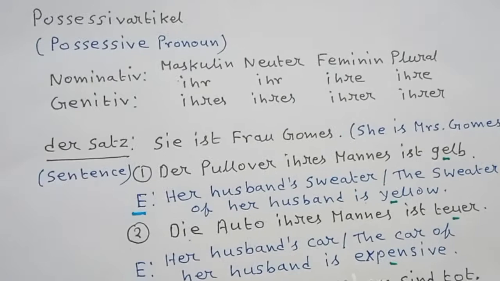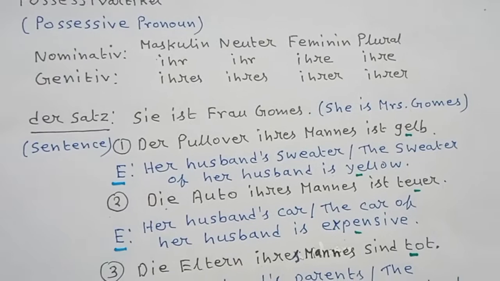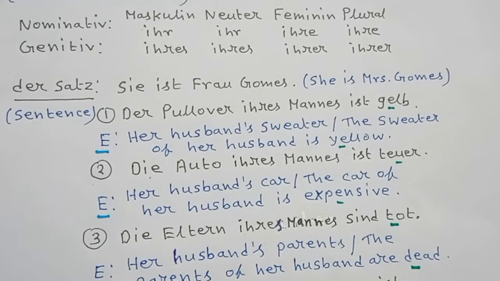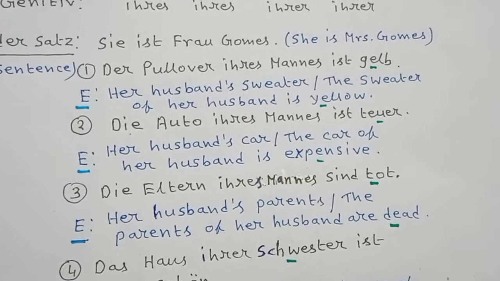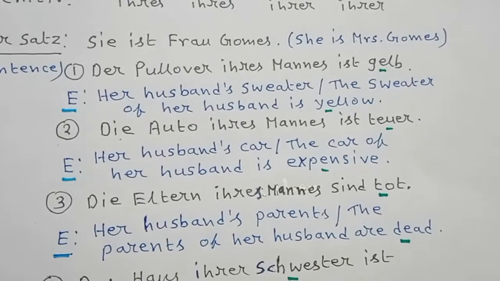Now here, possessive article or possessive pronoun. Masculine, neuter, feminine, plural. Nominative: ihr, ihr, ihre, ihre. Genitive: ihres, ihres, ihrer, ihrer. Now the sentences start. Sie ist Frau Gomes. She is Mrs. Gomes. Now sentence: Der Pullover ihres Mannes ist gelb. English: her husband's sweater, or the sweater of her husband, is yellow.